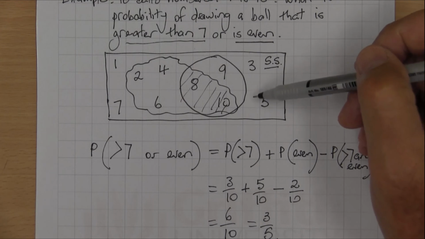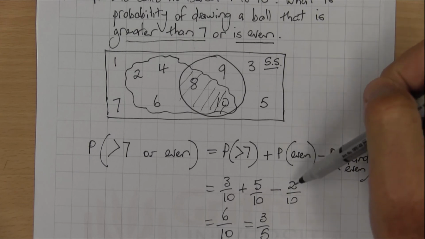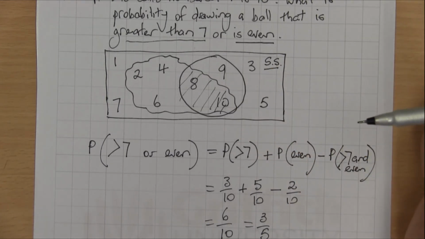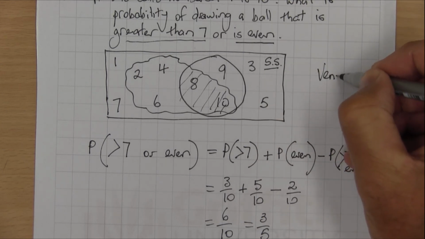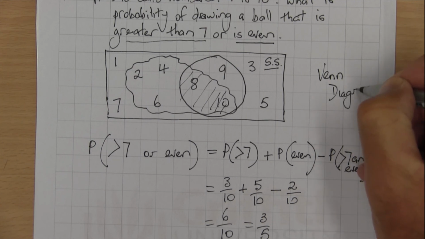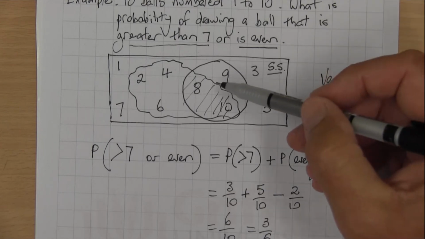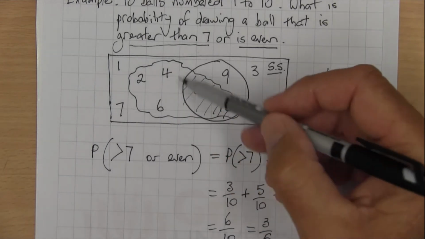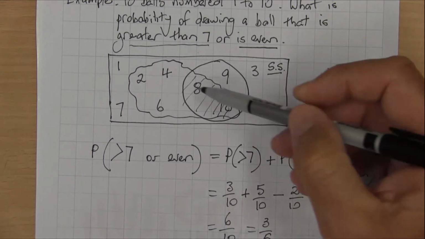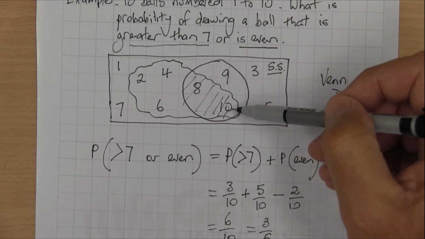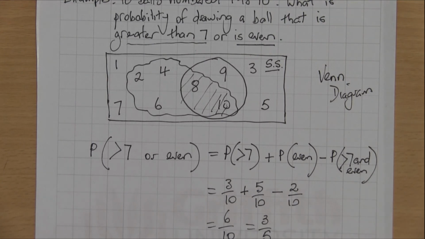Okay, so this may help, may not. It's for some people who find it hard to visualise these sorts of things. This may make it easier to do what's called a Venn diagram, V-E-N-N. And you can see each of the events, and you can see the fact that if they do have some in common, then they are not mutually exclusive. In this case, 8 and 10 are both greater than 7 and even. So that's why we've got the 2 there, and 3 plus 5, 8 minus 2 is 6, and we get 3/5.